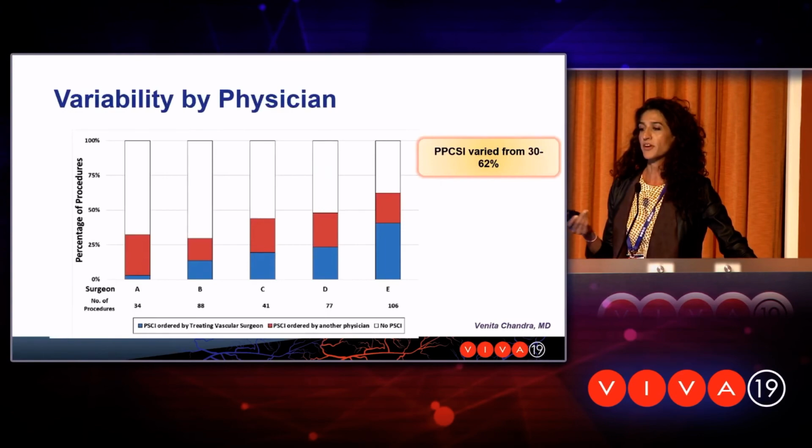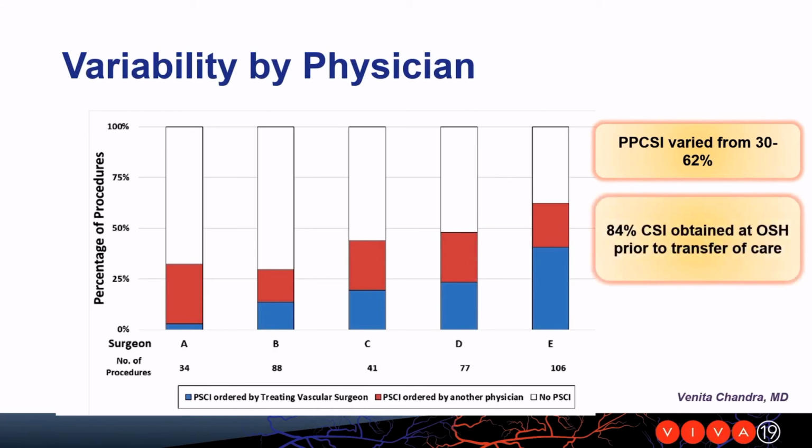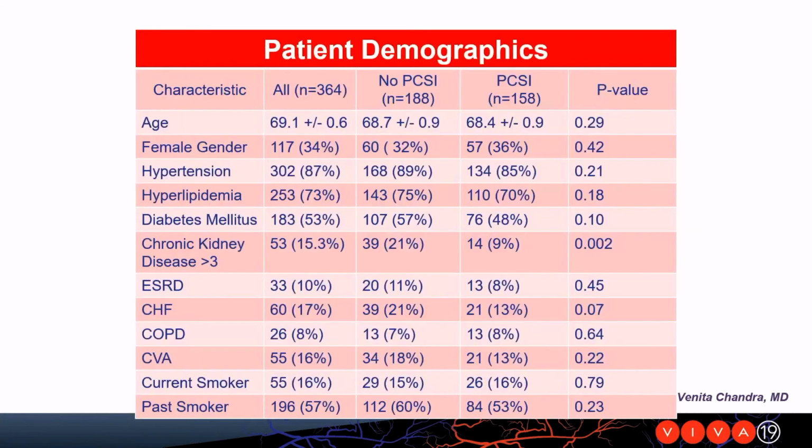This is just the variability in terms of the obtainment of procedural cross-sectional imaging by surgeon. You can say there's a fairly significant amount of variability between surgeons, between 30 to 62%. However, it's really not an accurate evaluation because the majority, at least for this group of patients, or our group, the majority of cross-sectional imaging actually happened prior to the transfer of care from an outside hospital.